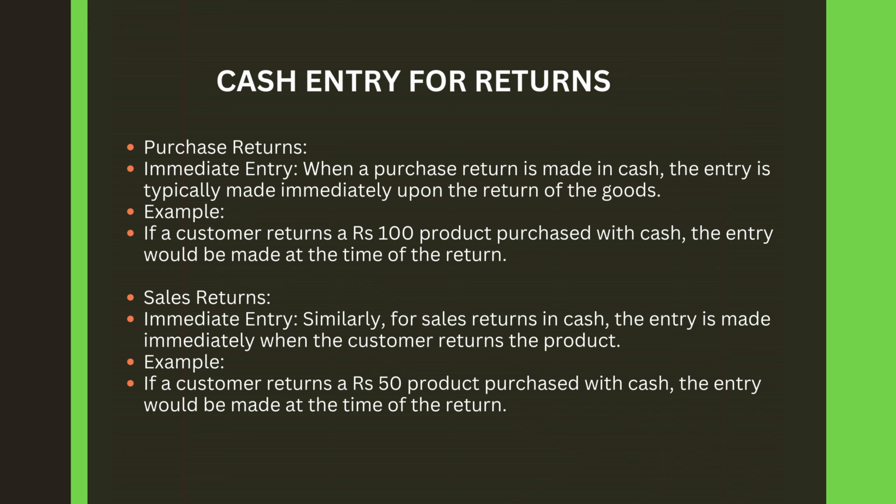And sales return, immediate entry, is similar. For a sales return in cash, the entry is made immediately when the customer returns the product. For example, if a customer returns rupees 50 worth of product which was purchased with cash, the entry would be made at the time of return. So immediate entries, when purchases are made in cash or sales are made in cash and those items are returned, then in those cases we do a cash entry for returns.